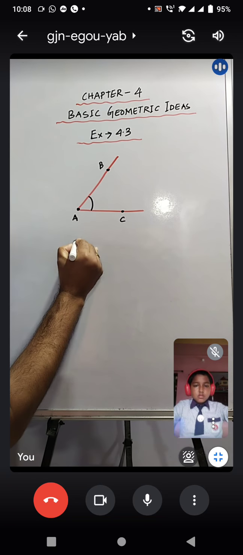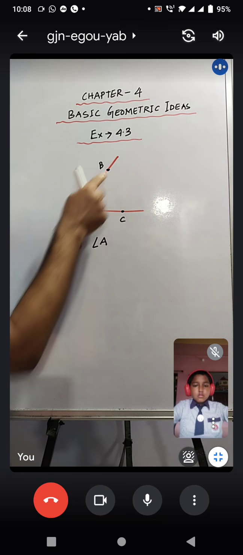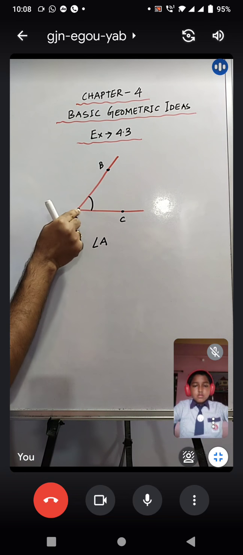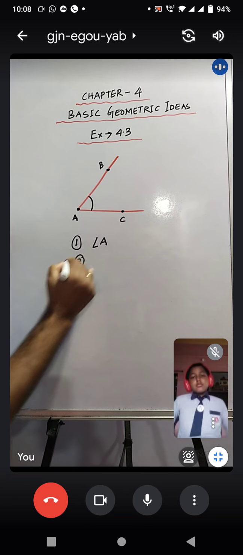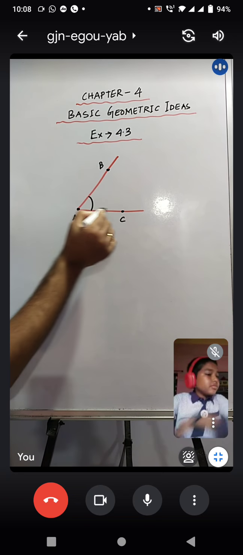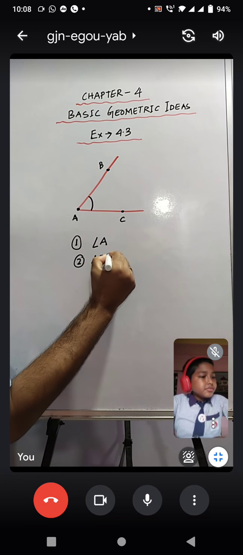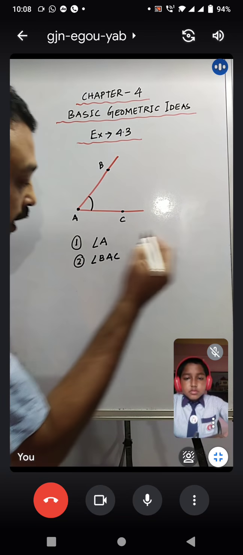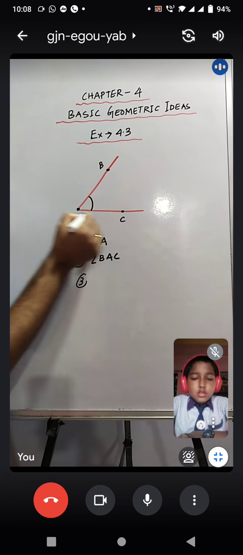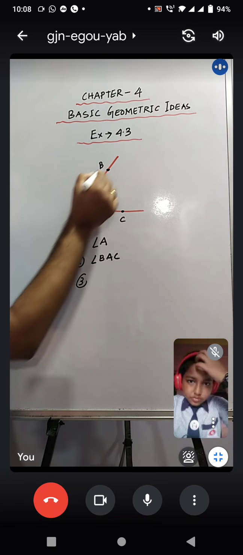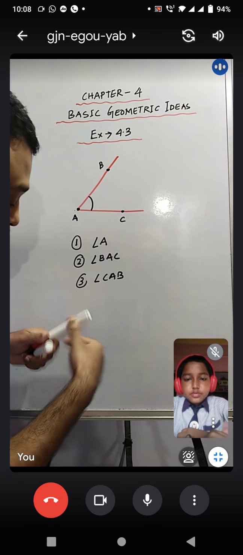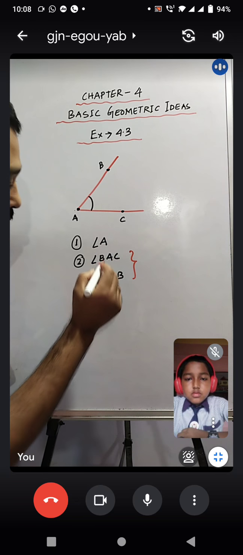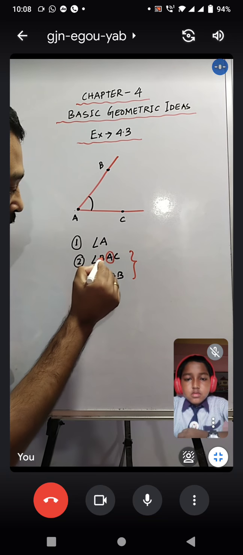Now see how I will name this angle. The first way is that you can write only angle A, because this angle is forming on this point. There is another way of naming this angle, that is angle BAC. And if I start from the other side, CAB. In both these cases, you see A is between the two letters.